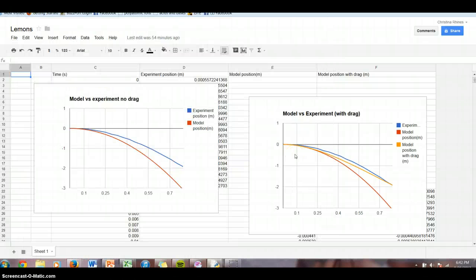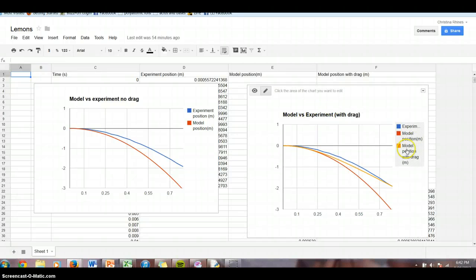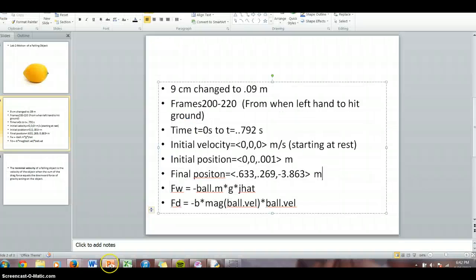This information was also put into a Google Drive. Here we can see the model versus experiment, including the drag force. The drag force is shown with the yellow line. This is much closer to the actual experiment data. This is because with the drag force, it gives a better representation of how far the lemon would fall due to the drag that is caused on it. It has similar starting points and ending points with discrepancies in the middle that could be due to user error of placing the dot in the center when the object was falling because sometimes it was blurred.